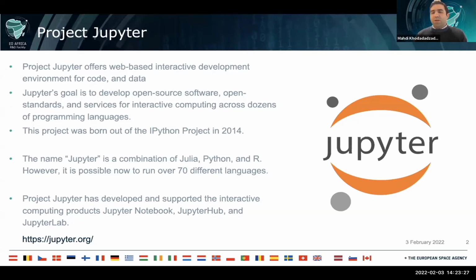What is Jupyter? Jupyter is the project or community that aims at developing open source software and open services for interactive computing across different programming languages. This project was born in 2014, and the name of this project, Jupyter, is the combination of 3 languages: Julia, Python, and R. However, recently we can say that it covers more than 70 different languages. Project Jupyter so far has developed several products. The 3 main products are Jupyter Notebook, JupyterHub, and JupyterLab.